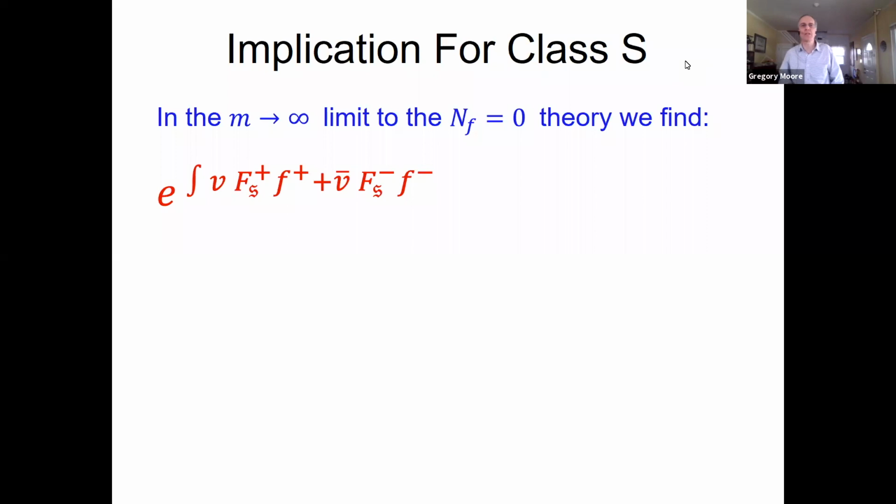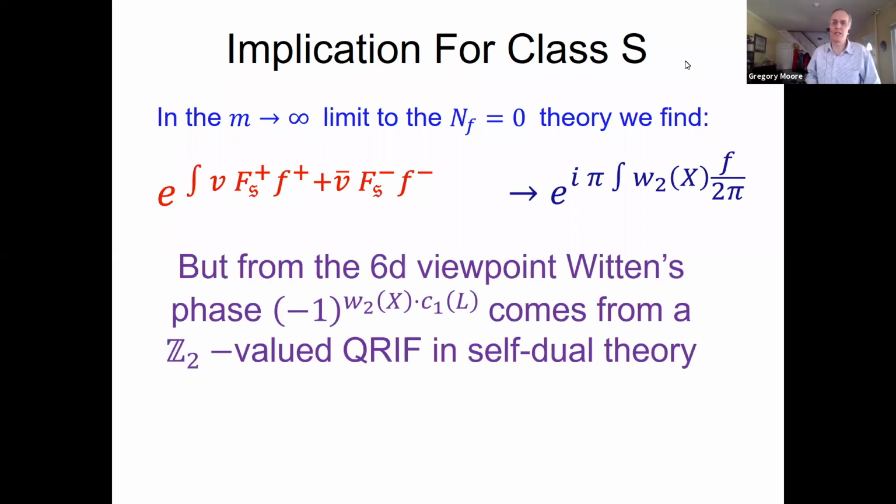As I mentioned before, this coupling has important implications for class S. So if you take the mass goes to infinity limit of this coupling, then the V goes to a constant. And so what happens is you recover a plus or minus sign, that's all. And in fact, it's the famous plus or minus sign, the famous sign that Witten introduced in his paper on abelian S-duality to explain S-duality of just Maxwell theory.